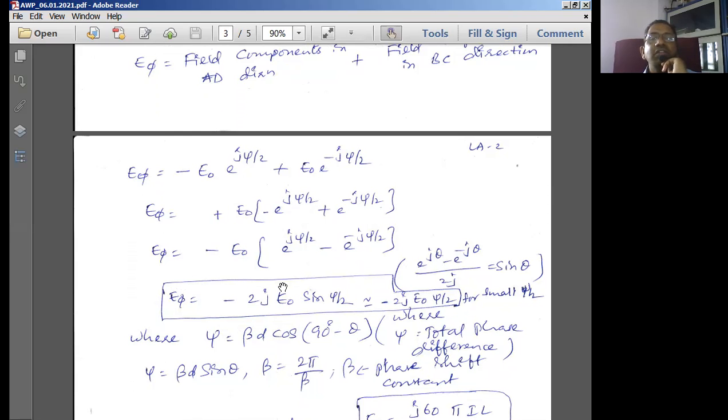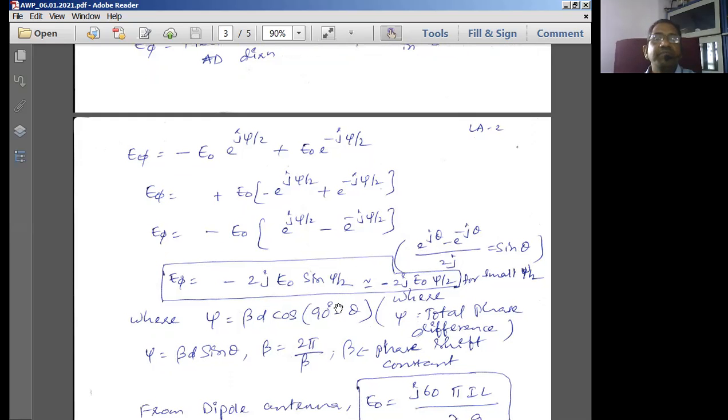Now if I take minus E naught as common, I'll get this in the form of e power j theta minus e power minus j theta by 2j, which is equal to sine theta. We already know this equation is equal to sine theta. So e power j theta minus e power minus j theta is equal to 2j sine theta. By expanding this in this format, I can write this as E naught into 2j sine xi by 2. In place of theta, we have xi by 2.